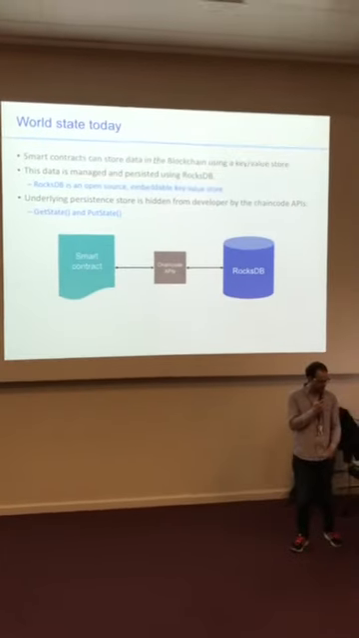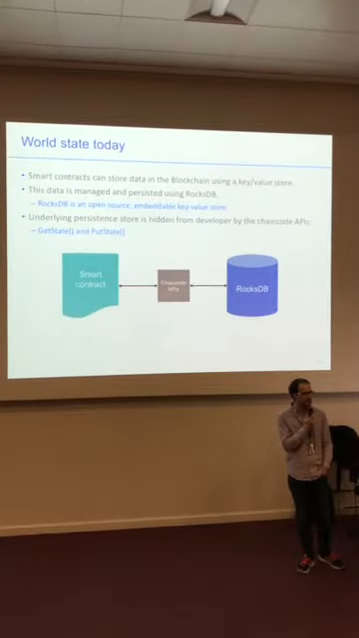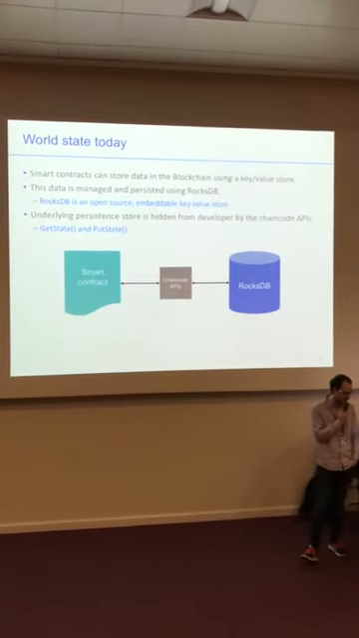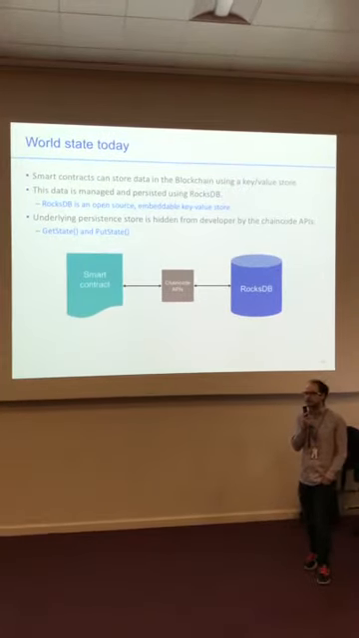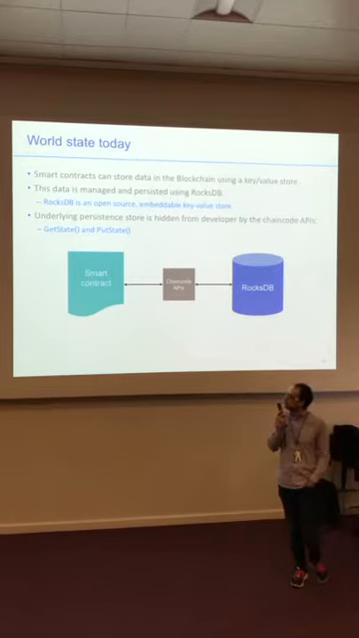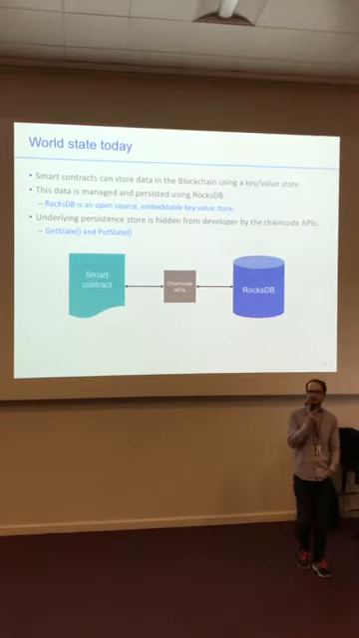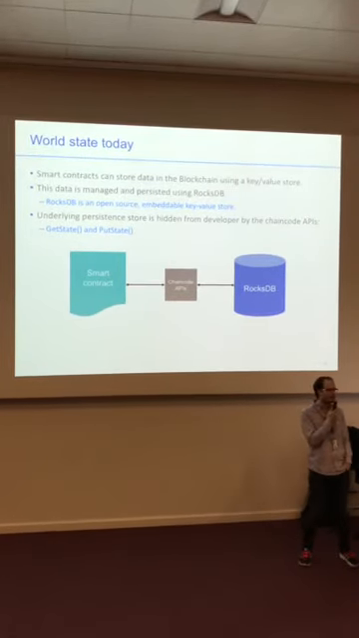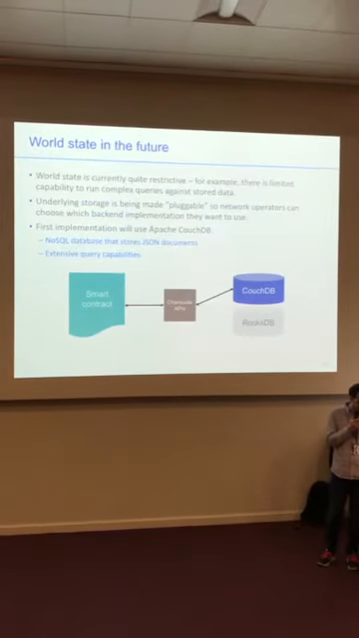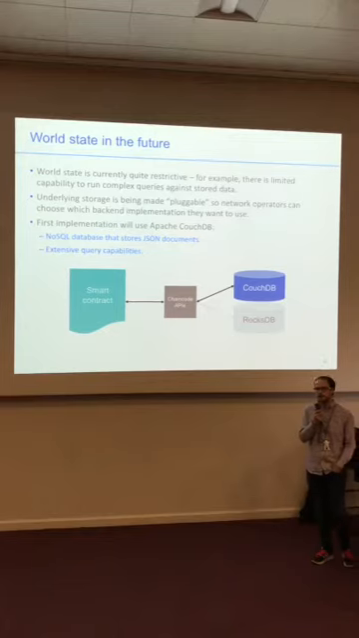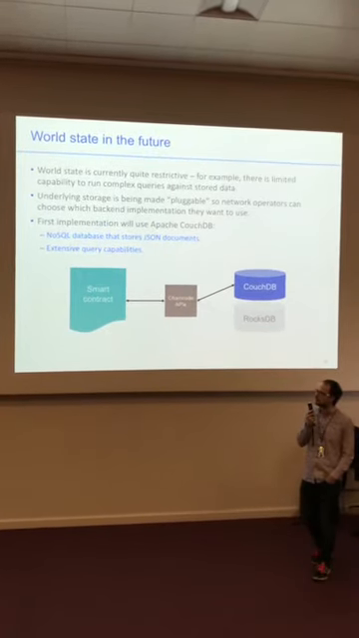So the data is stored in key value pairs. You get a string key and a byte array value, and that's persisted under the covers using something called RocksDB, which is an embedded database. It's very small. That's completely hidden from you as smart contract developers. You don't care about the underlying technology.